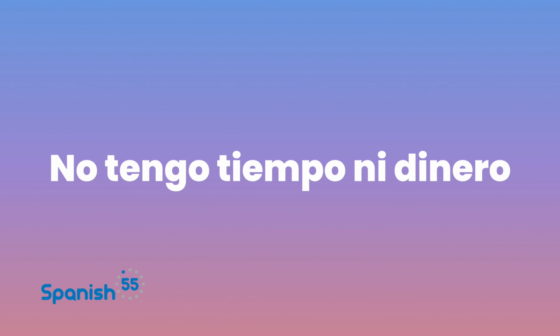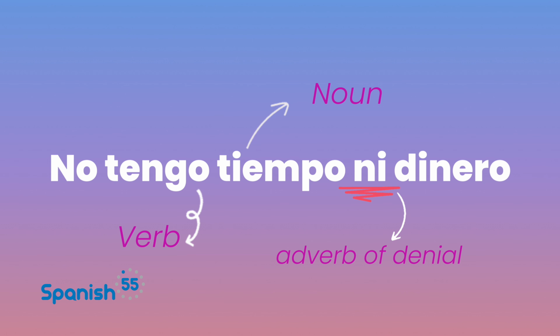Let me show you an example. No tengo tiempo ni dinero. So here you add the word no at the beginning of the sentence, then you add a verb, then a noun, then the adverb of denial ni, and finally another noun. And there you go. That's basically it.